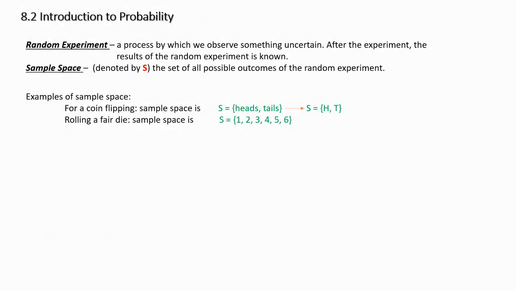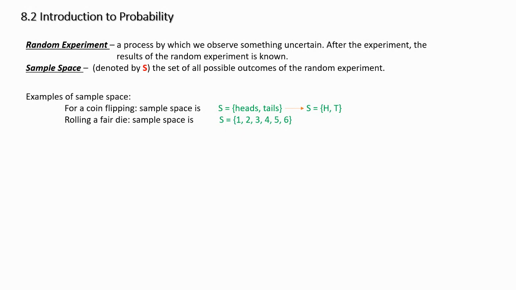Now comes a new section. This is called probabilities. Random experiment. All that means is that it's a process by which we observe something uncertain. After the experiment, the result of the random experiment is known. Sample space. Sample space is denoted by the letter S. It means the set of all possible outcomes of a random experiment.